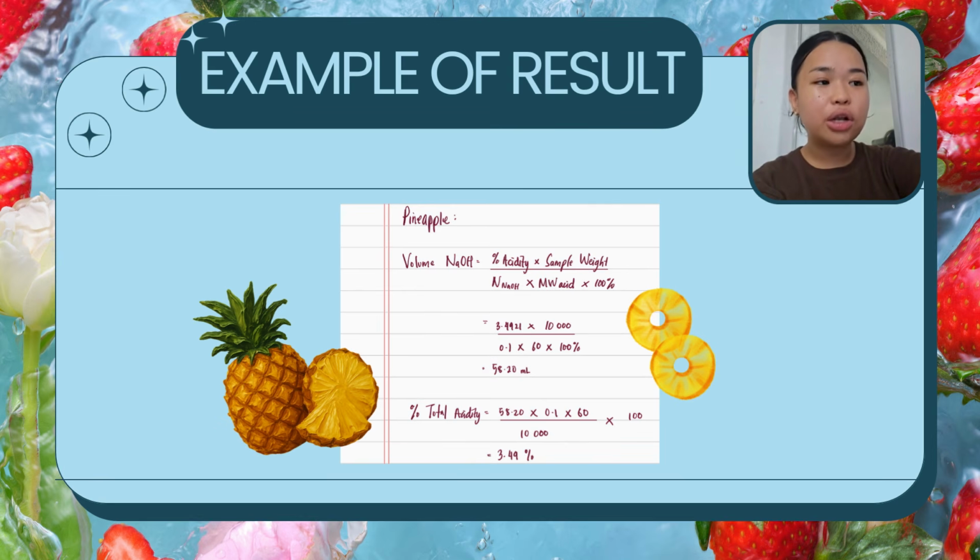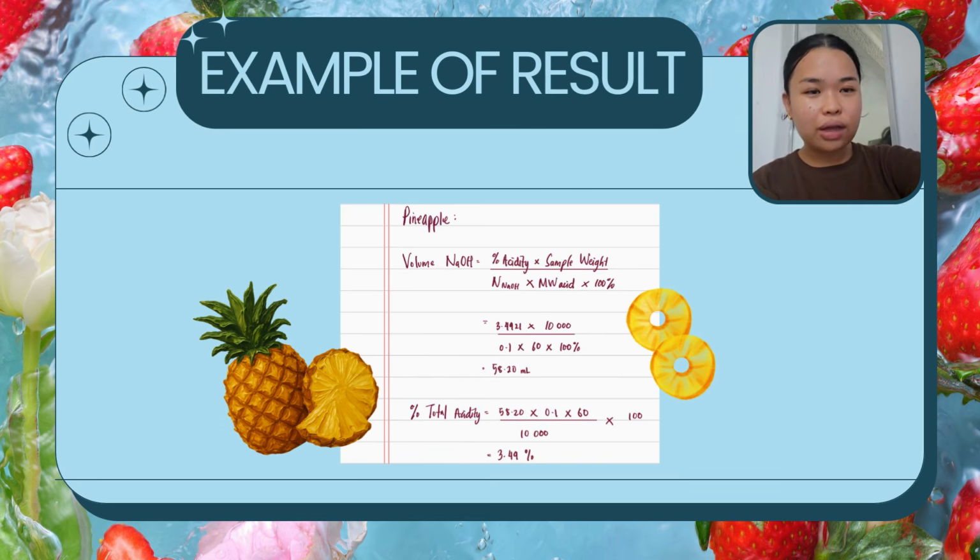First of all, we will need the volume of sodium hydroxide. So, for that, we just manipulate the equation of percentage total acidity to get the volume of sodium hydroxide, which is percentage acidity times sample weight divided by normality of sodium hydroxide times molecular weight of acid. In this case, we use acetic acid, and times 100. And then we will get 3.4921, which is the average of the replicates of the total acidity of pineapple, times 10,000 divided by 0.1 times 60 times 100, and you will get 58.20 ml.